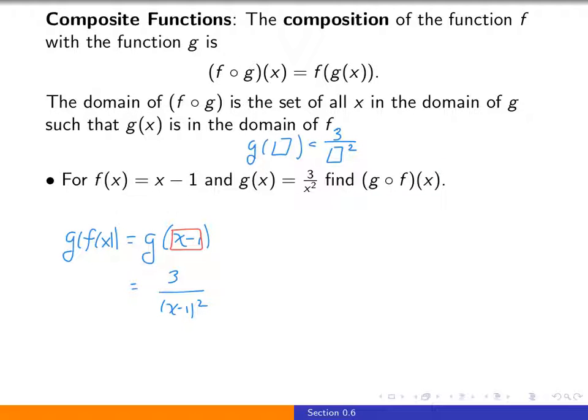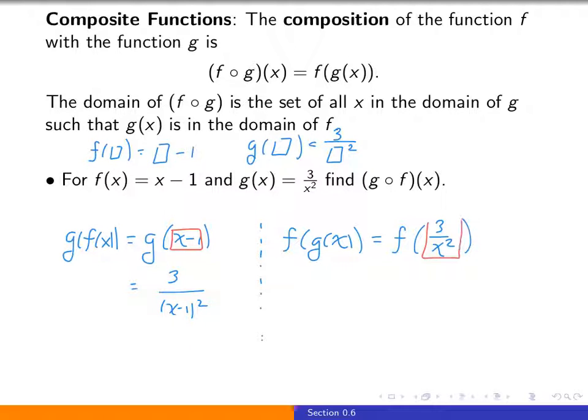Now, just for fun, let's go ahead and calculate f of g of x, i.e. f composed with g instead. So in this case, we want to take 3 over x squared and plug it into f. So we can think f of blank is blank minus 1. So f of g of x would be f of 3 over x squared. And I want to take that 3 over x squared and plug it in the blank for the function f. So this becomes 3 over x squared minus 1.